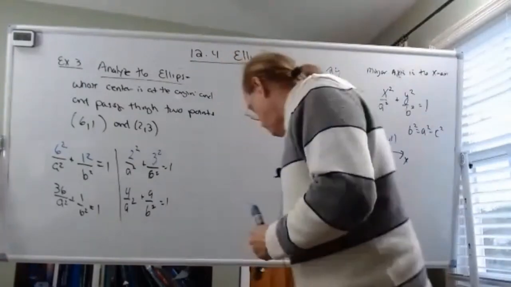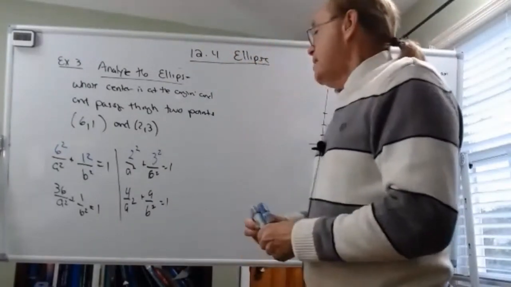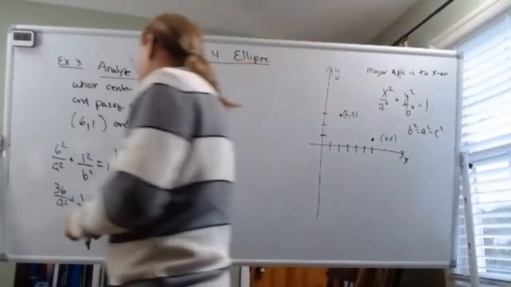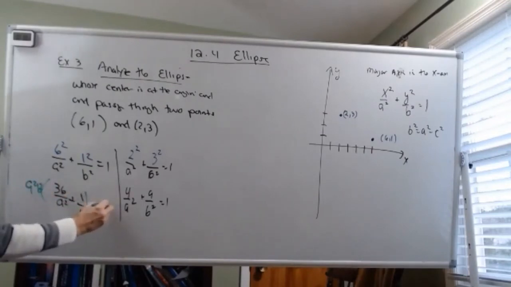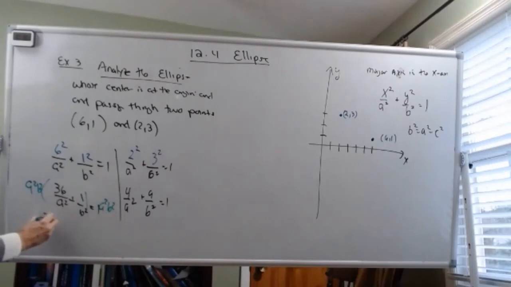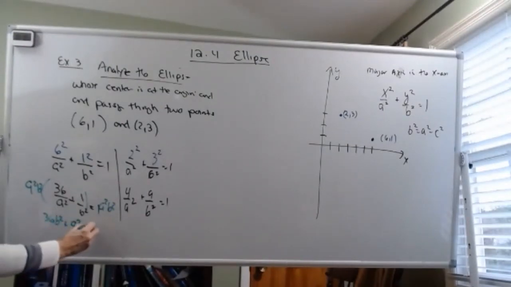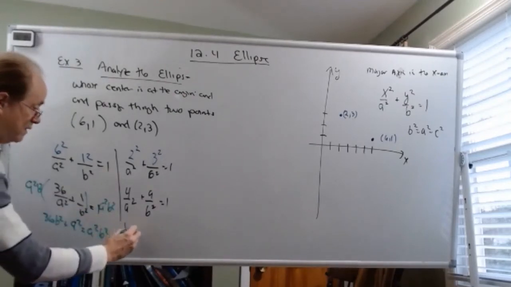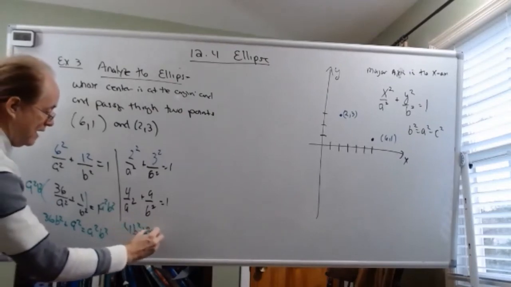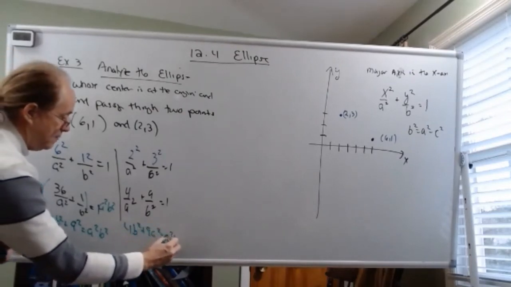What I would do, more than likely, is multiply both sides by a squared b squared, just to clear this out. So I'd multiply this by a squared times b squared. So I get 36b squared plus a squared is equal to a squared b squared. Same thing here. I get 4b squared plus 9a squared is equal to a squared b squared.